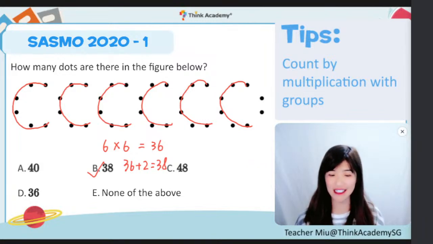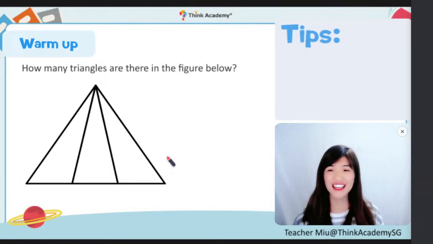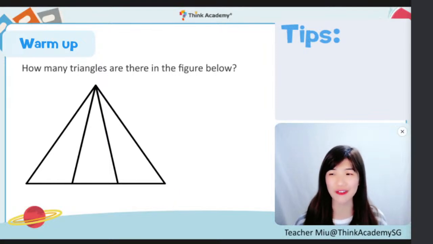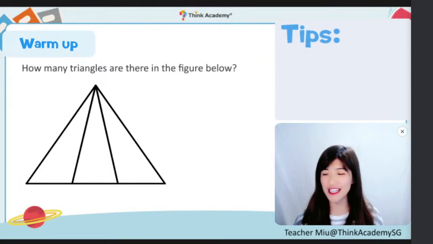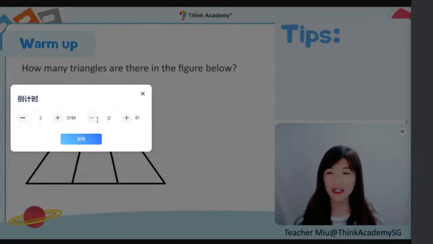Let's take a look at the second type. Let's take a look at this question. It says, how many triangles are there in the figures below? Now, I will just give you 10 seconds to tell me. Okay, guys, what do you think? How many triangles are there? Please count.